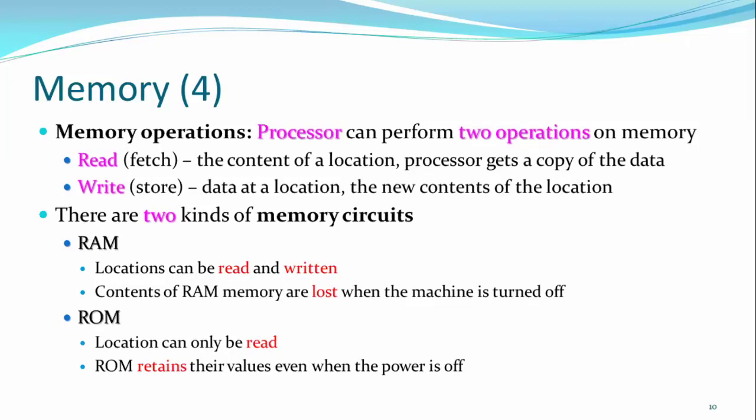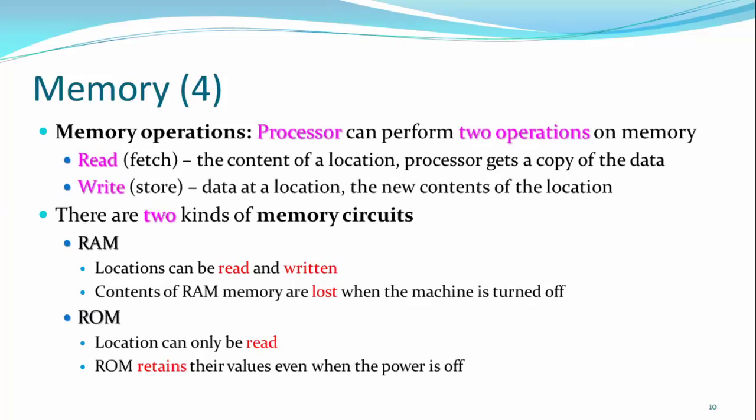Look at this. Processor can perform two operations on memory. Is that clear? And what are these two operations? One is read, and the other one is write. Read means you are retrieving the data from a particular location in the memory, or the microprocessor is getting the data from a particular address. Look at this. For the content of a location, the processor gets a copy of that data. That means you are just getting a copy, or you are retrieving the data from the location.